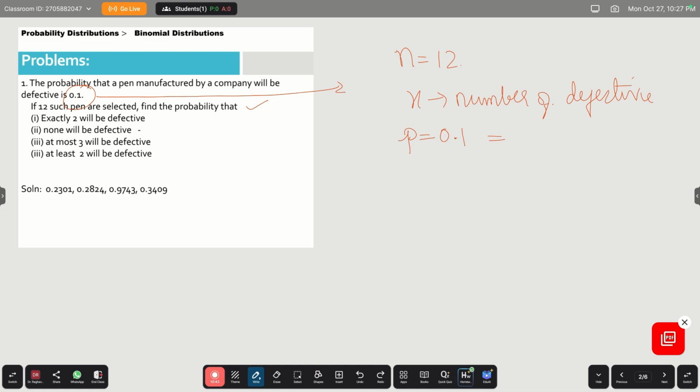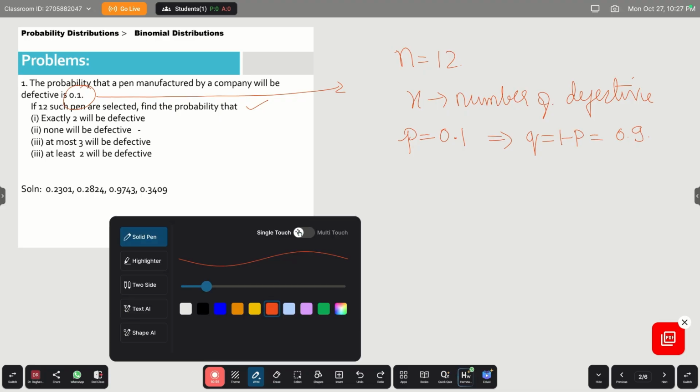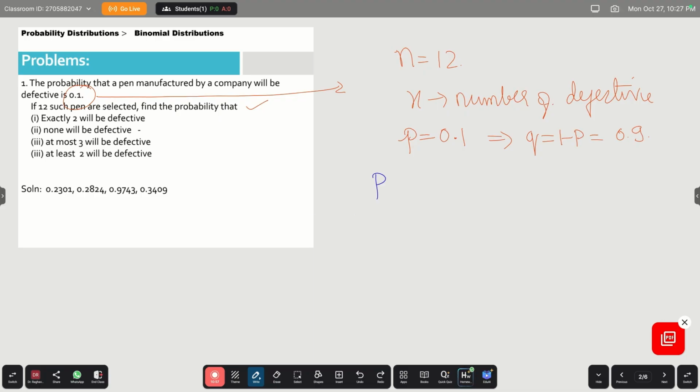So if p is 0.1, what will be q? q will be 1 minus p. 1 minus 0.1 is 0.9. Okay. Now you will be ready with your PMF. What is it? P of x is nCx. We know that n is 12. So 12Cx, 0.1 power x, and 0.9 power 12 minus x.